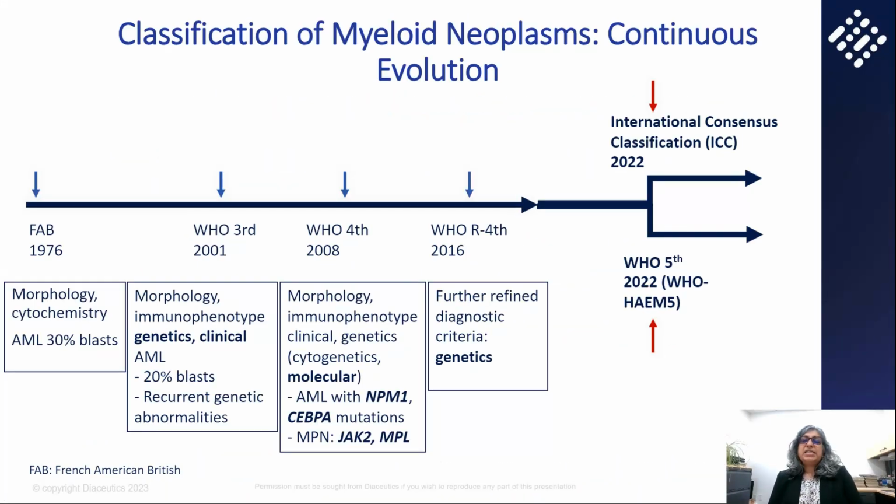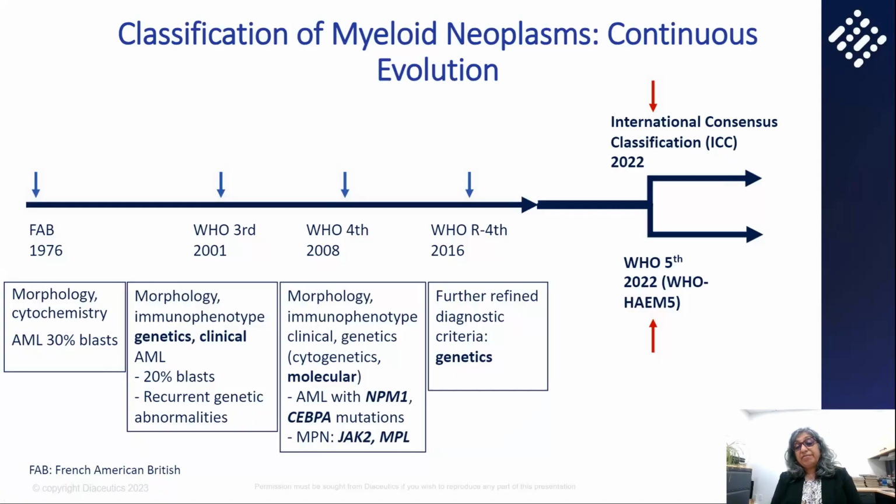So when we look at the classification of myeloid neoplasms, they have really evolved over time. The first consensus classification that was published was in 1976, the French-American-British classification, based entirely on morphology and cytochemistry, because that's what was available back then. In that classification, if there were myeloid blasts for AML, a blast threshold of 30% was established.